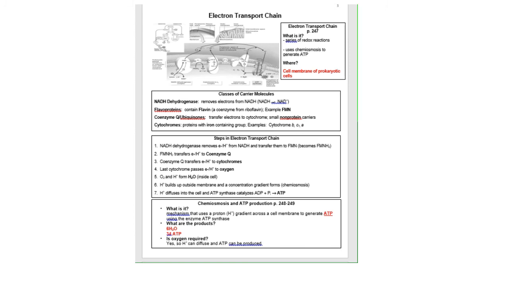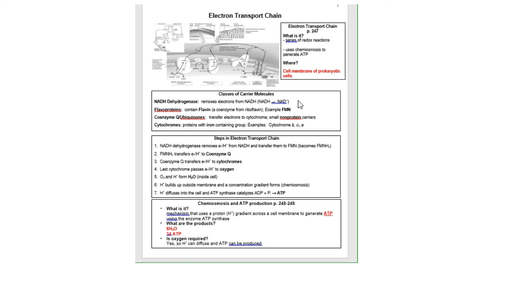So let's start with classes of carrier molecules. So what is a carrier molecule? A carrier molecule is a molecule that carries a substance, in this case, electrons and protons. There are 4 classes that we will discuss. NADH dehydrogenase, which is an enzyme, it ends in ase, and it removes electrons from NADH and makes it become back NAD+. The second, flavoproteins.